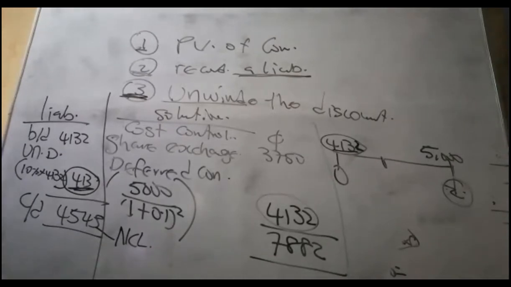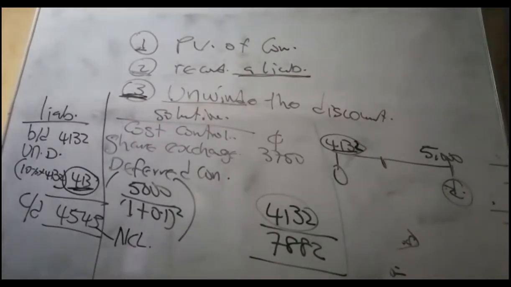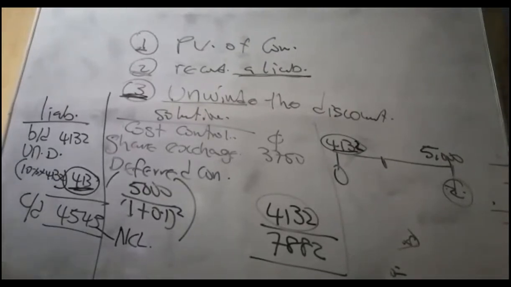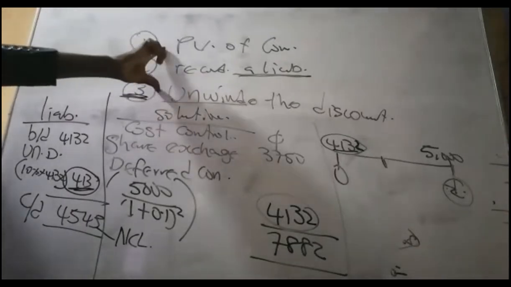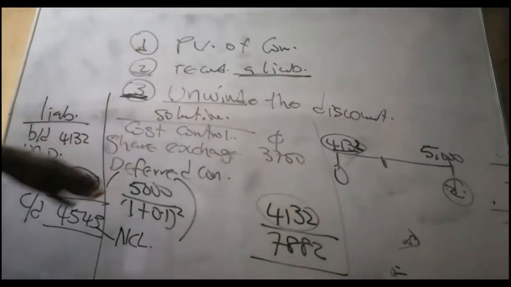Now let me explain the last section of the cost of consideration. The last section is what we call the contingent consideration. So let's move on to the contingent consideration, and then you define. The treatment of deferred consideration: press step 1, 2, 3. You are done. Good.